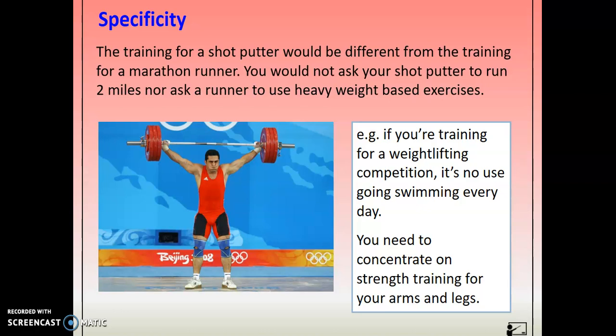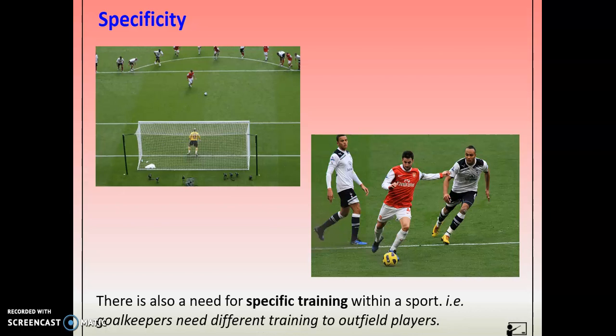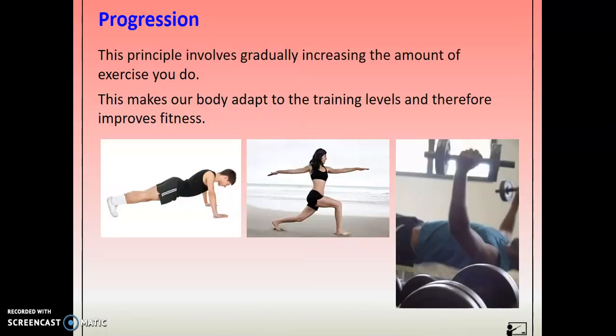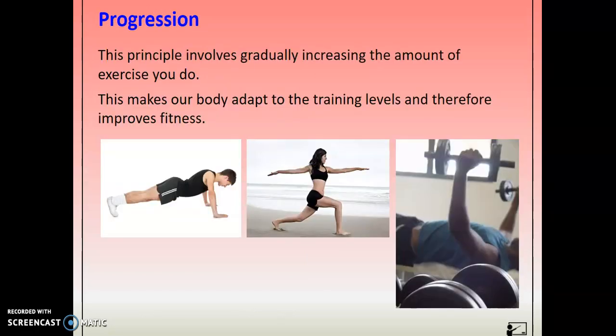And again, same for a weightlifter. You want to train the right elements for your sport. Use the right type of training as well. We're going to look at types of training in a minute so that you could do types of training in your action plan, in your training program. So there's also a need for specific training within a sport. So remember, there are different positions, especially when we talk about games players. So a goalkeeper's training is going to be different from an outfielder's training.